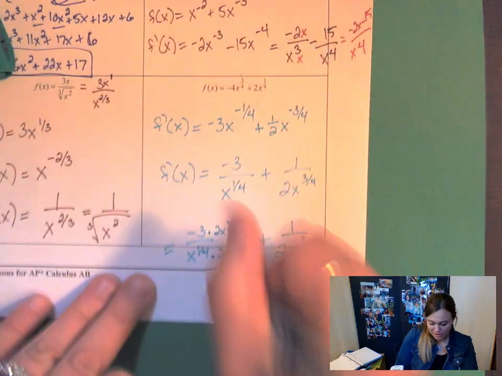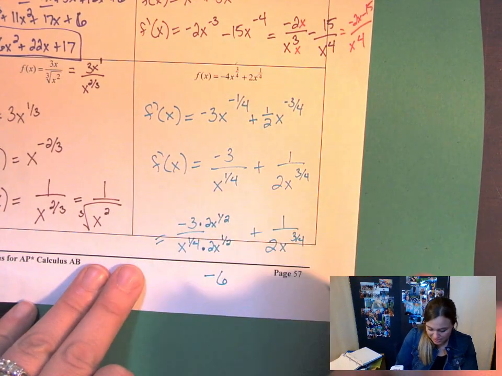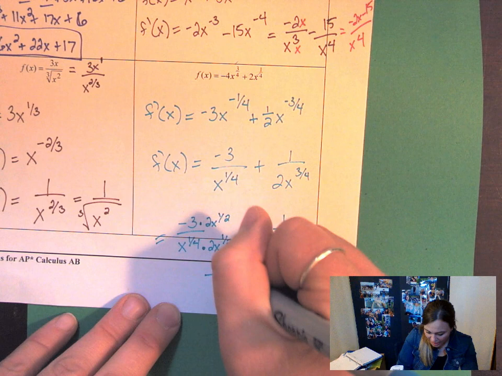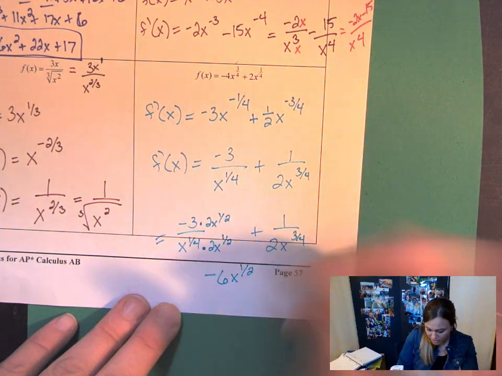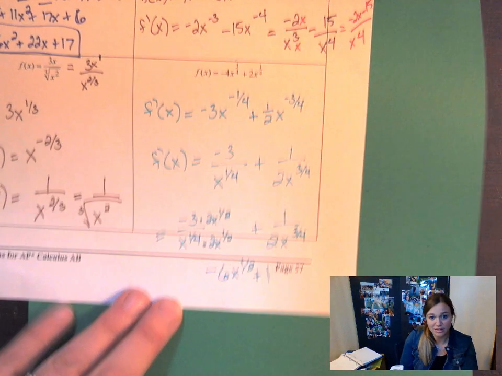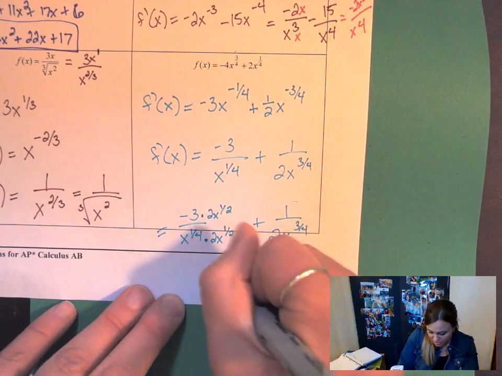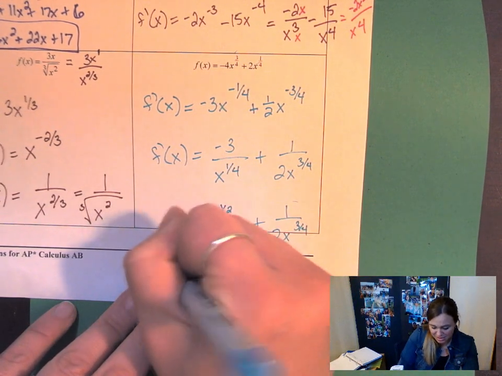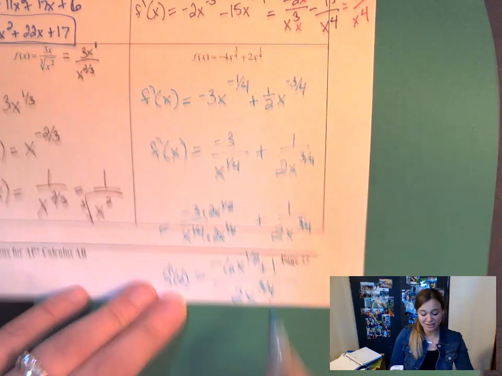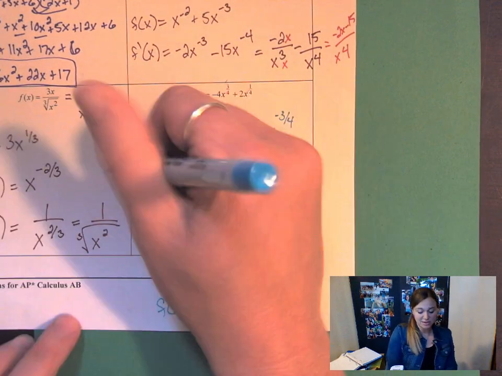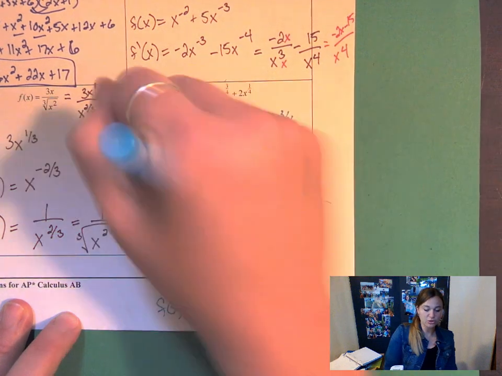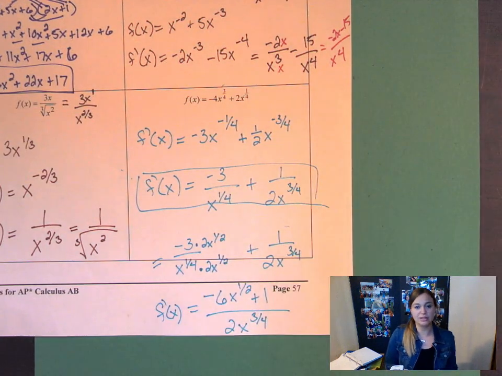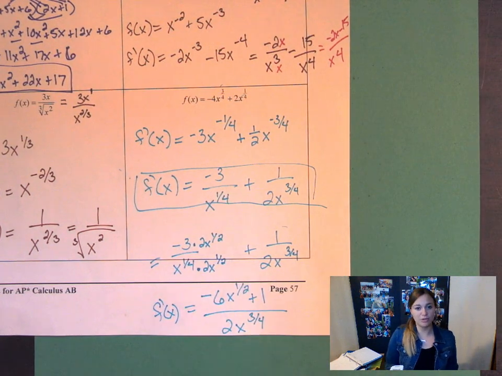And then I would get negative 6x to the 1/2 power plus 1, because of this over here, over 2x to the 3/4 power. Ew. That does not look nicer than that to me, so I definitely just say, hey, this is my answer. But I wanted to show you just in case. I think you would see it much more likely as that. I don't know why I went through that one part, but whatever.